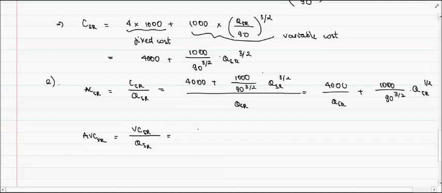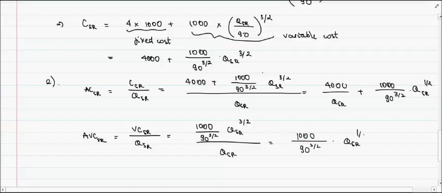So the total variable cost is just going to be 1000 plus 1000 on 90 to the power 3 on 2, Q to the power 3 on 2, and everything divided by Q. So that will just give me 1000 on 90 to the power 3 on 2, Q to the power half.